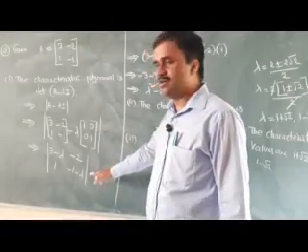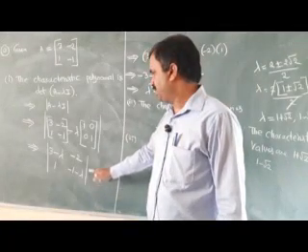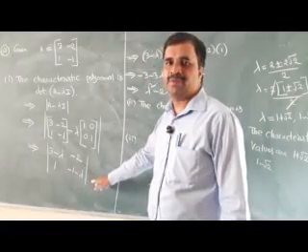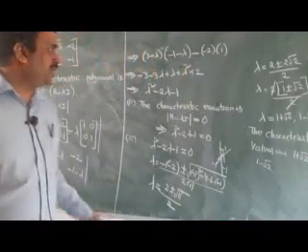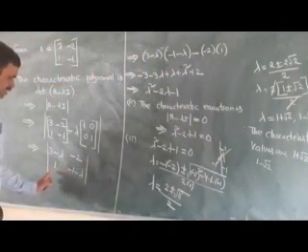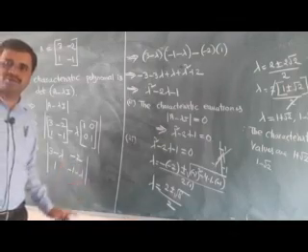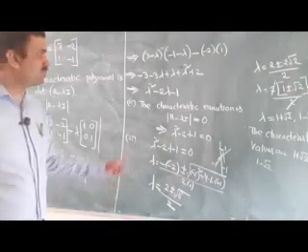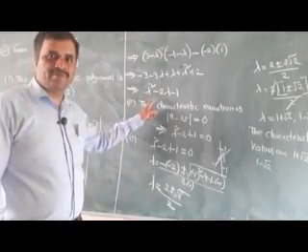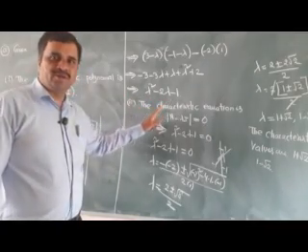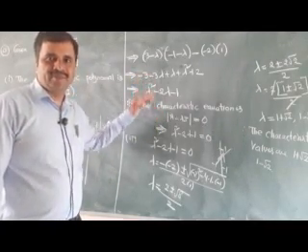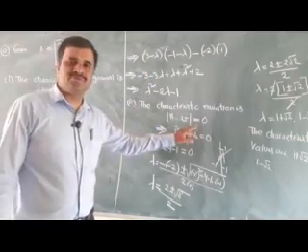I simplified it and got 3 minus lambda, minus 2, 1, minus 1 minus lambda. Simply I calculated AD minus BC. We already know the determinant of a 2 by 2 matrix is AD minus BC. So I got lambda square minus 2 lambda minus 1. Now the characteristic polynomial is over. The characteristic equation is nothing but this equal to 0.